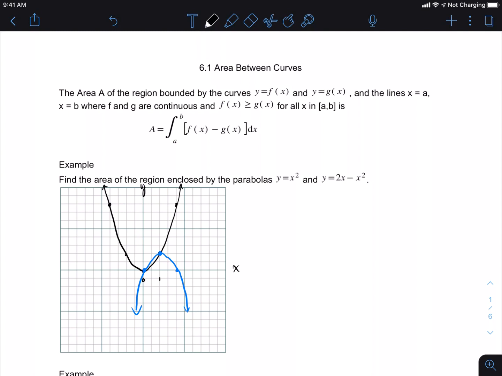So this first definition that we have here says that the area of the region bounded by the curves y is equal to f of x and y is equal to g of x, and the lines x equals a and x equals b, where f and g are continuous, and f of x is bigger than or equal to g of x for all of the x's in the interval from a to b, we get this integral, right? So here's just a quick picture for you guys to understand, because it may make things easier to understand.